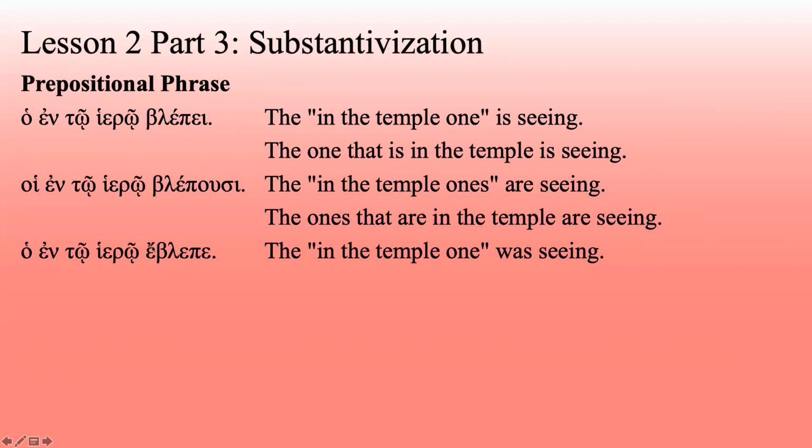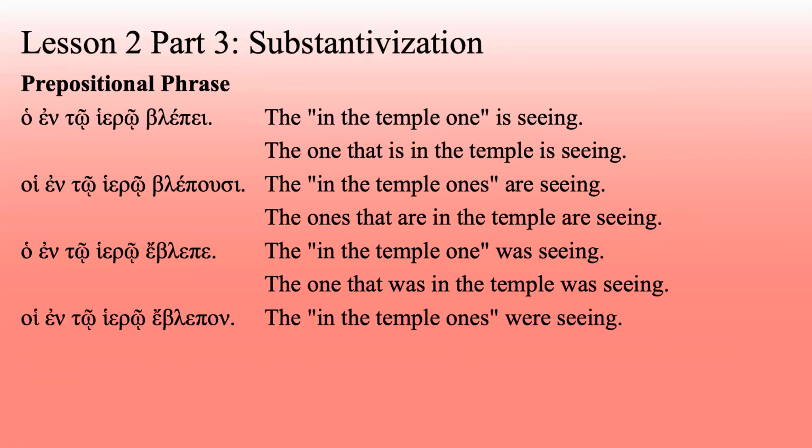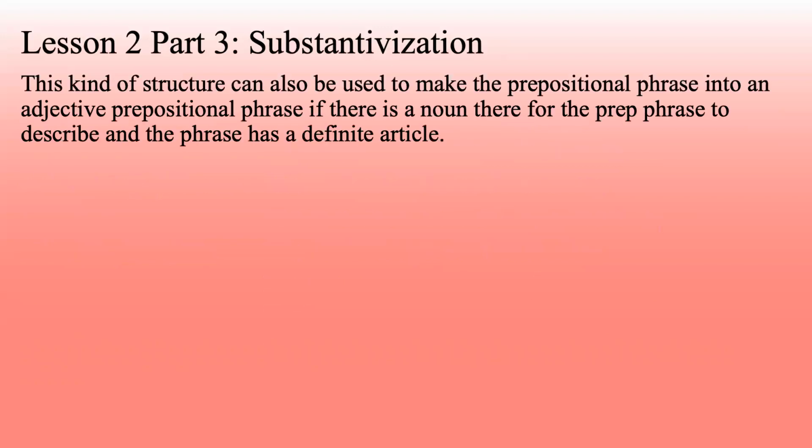Ho en tō hierō eblepe. Now the other verb that we're going with is in the past, so we're going to switch this to the past. The one that was in the temple was seeing. Here we've got a plural and a past. Hoi en tō hierō eblepon. The in the temple ones were seeing, or the ones that were in the temple were seeing. Those are prepositional phrases used substantively.